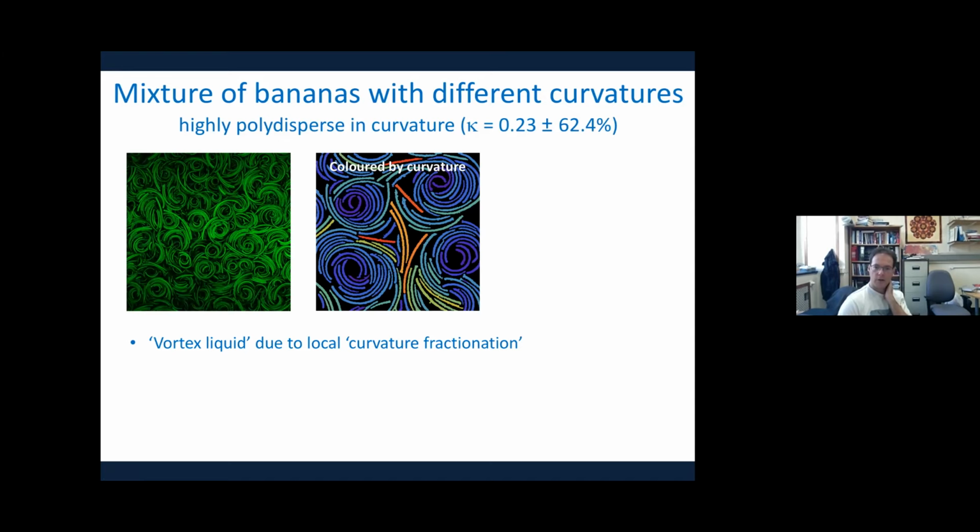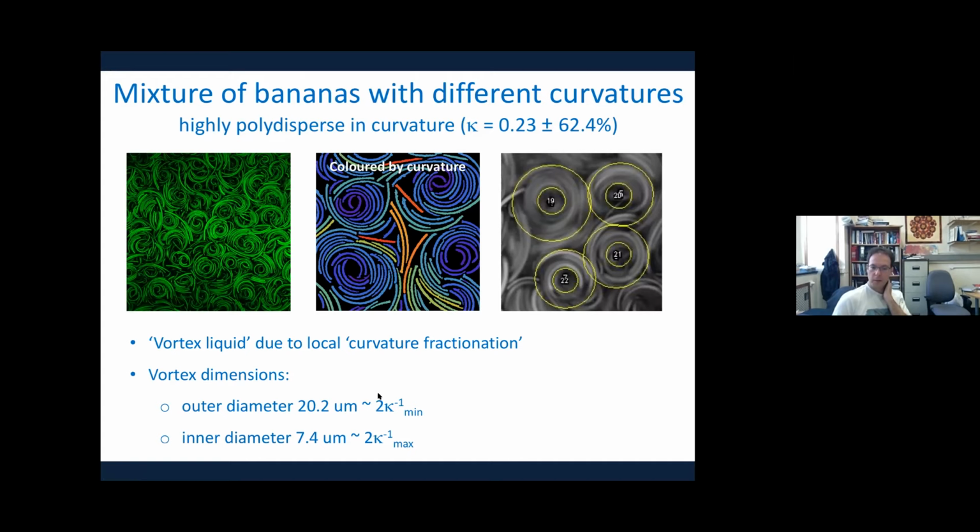And you can show that roughly the outer dimension of this vortex corresponds to the minimum curvature you have in your system. And the inner diameter of this vortex basically corresponds to the maximum curved rods you have in your system. So this curvature and this polydispersity and this size distribution really determines the geometrical properties, the sizes of these things, and leads to this quite exotic self-assembly behavior.